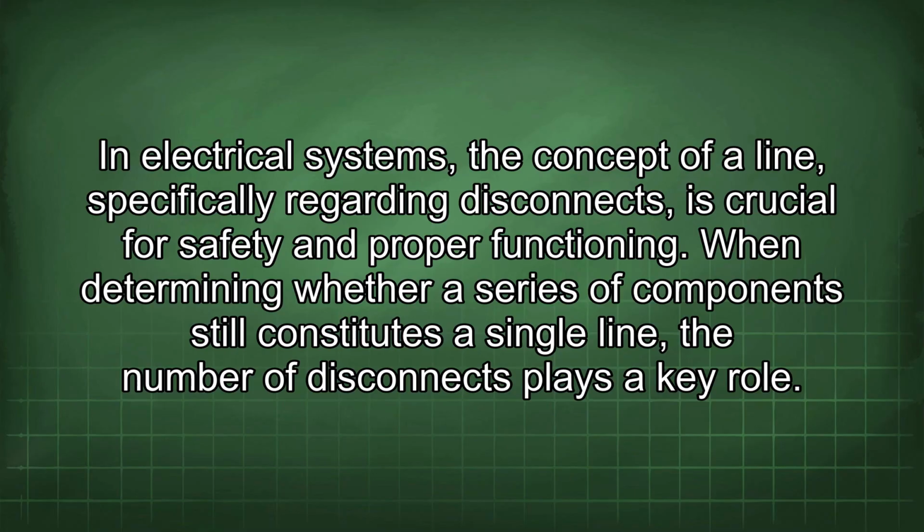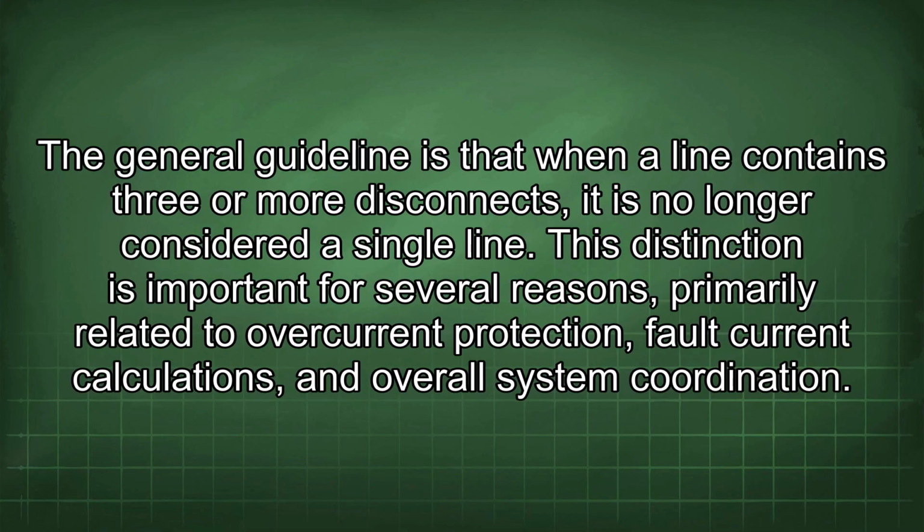In electrical systems, the concept of a line, specifically regarding disconnects, is crucial for safety and proper functioning. When determining whether a series of components still constitutes a single line, the number of disconnects plays a key role. The general guideline is that when a line contains 3 or more disconnects, it is no longer considered a single line. This distinction is important for several reasons, primarily related to overcurrent protection, fault current calculations, and overall system coordination.